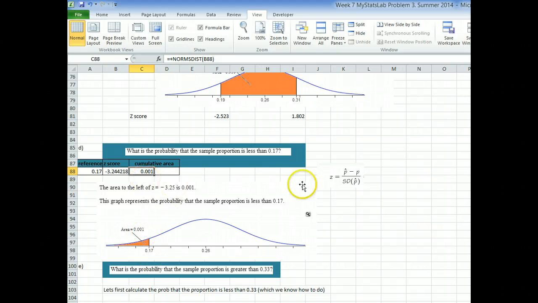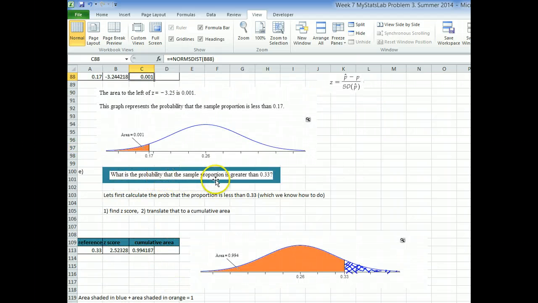So what we have done again, just to re-emphasize, is translate 0.17 to a z-score in order to be able to use the NORM.S.DIST function, to translate that z-score into a cumulative area, and then that gives you the probability that the sample proportion is less than 0.17.